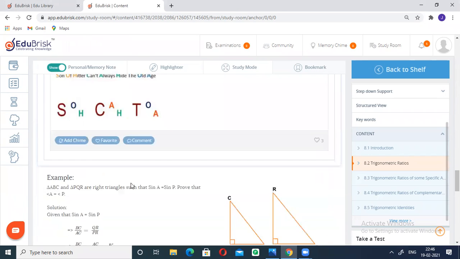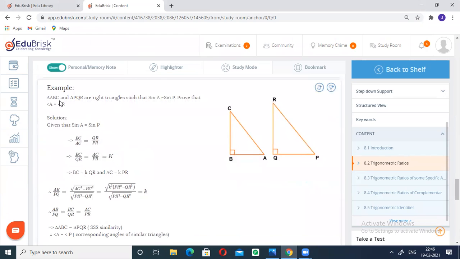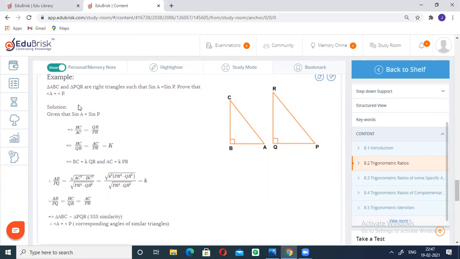Now another question. Here you can see another example. In triangles ABC and PQR, which are right triangles, such that sine A is equal to sine P. Prove that angle A is equal to angle P. Now let us check the solution. How do we do it?